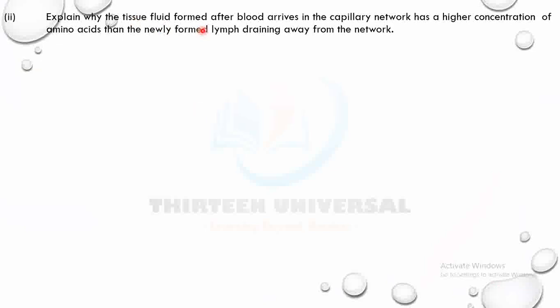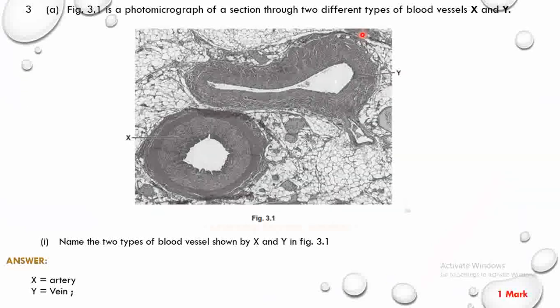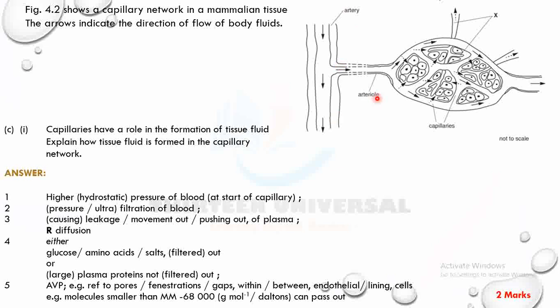Explain why tissue fluid formed after blood arrives in the capillary network has a higher concentration of amino acid than newly formed lymph draining away from the network. Pause this video and try it. Why is it that tissue fluid that arrives has higher amino acid than the lymph? Let me just help you with this. Look at that picture. The tissue fluid that just arrives here has higher amino acid than the lymph that's draining away. The reason is because the amino acid is taken up by the cells.